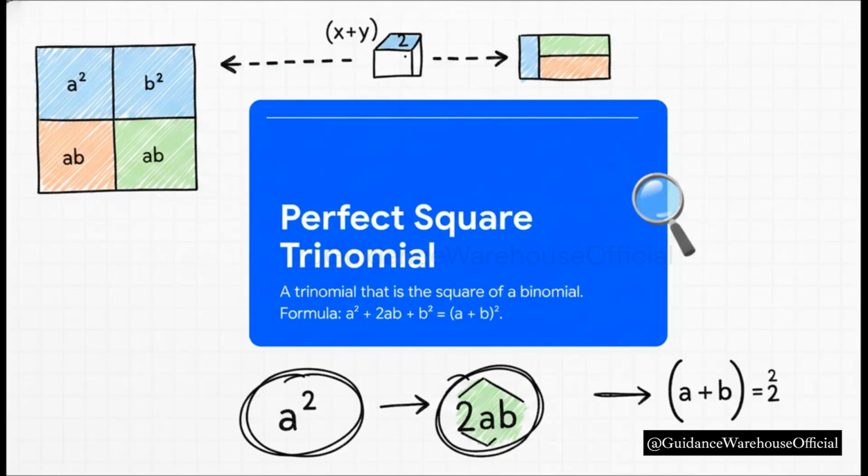Our next power tool is the perfect square trinomial. This is what you get when you take a binomial, like a plus b, and square it. The way to spot it is to check two things. Are the first and last terms perfect squares? And if they are, is the middle term equal to 2 times their square roots multiplied together?